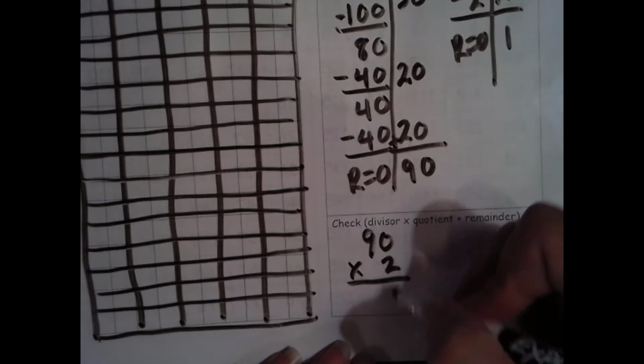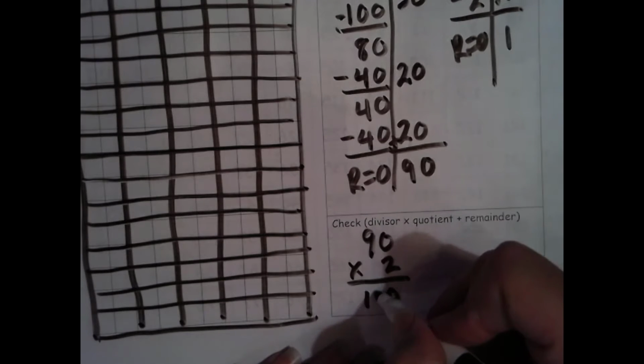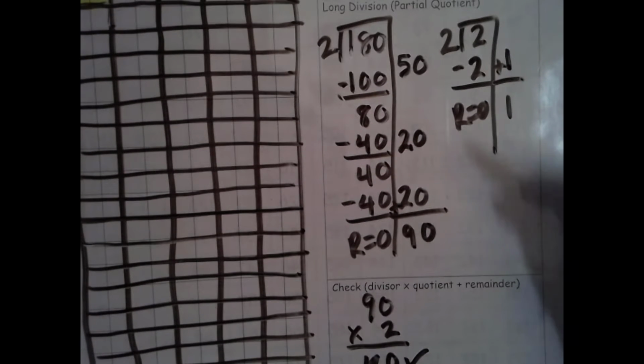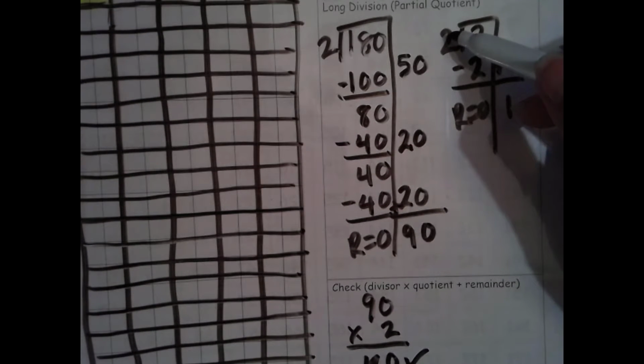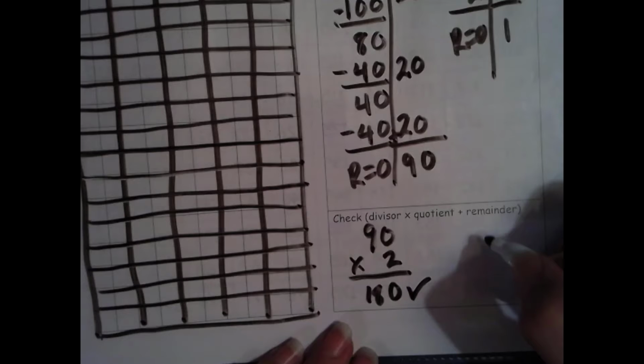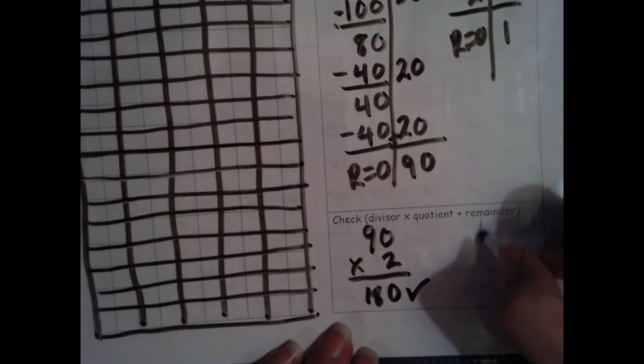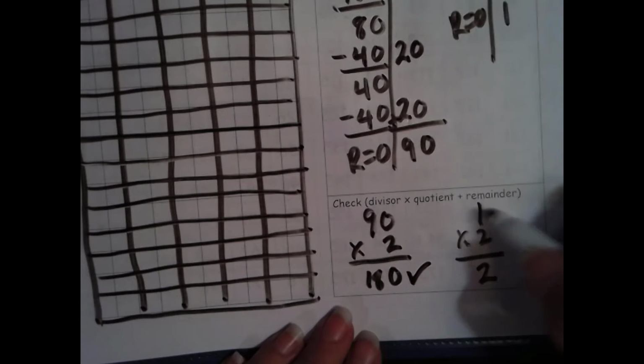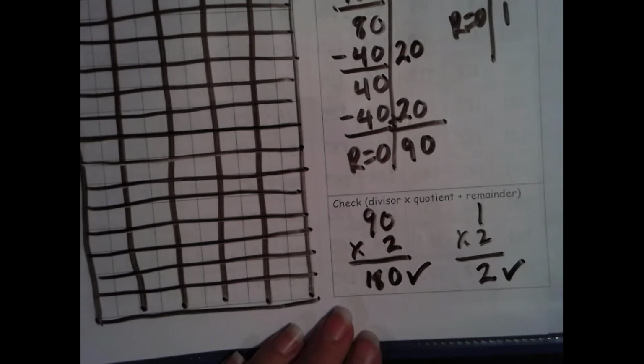2 times 0 is 0. 2 times 9 is 18. That matches 180, so that checks. Here, 2, my divisor, times my quotient 1, plus my remainder 0. Again, I don't need to add that 0. It's not going to change the result. 2 times 1 is 2. And that here is the identity property of multiplication. When you multiply by 1, it stays the same.